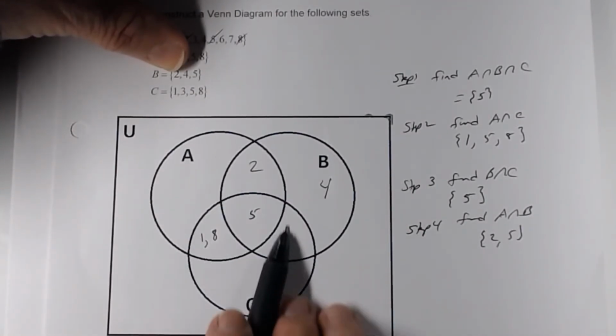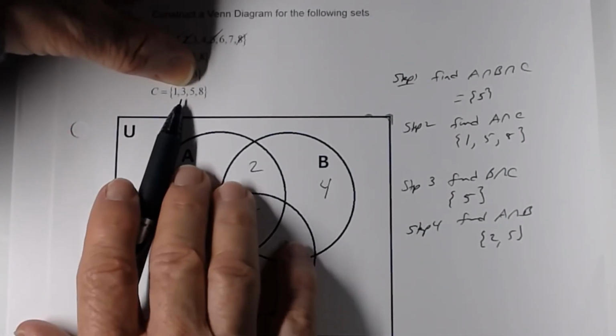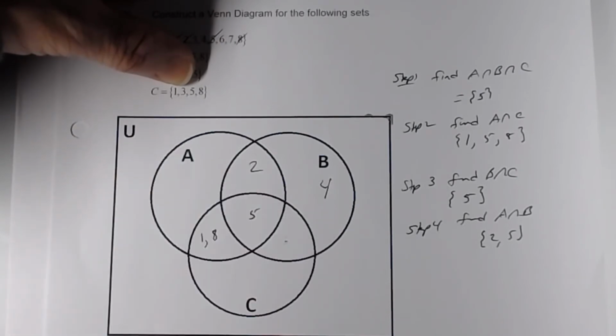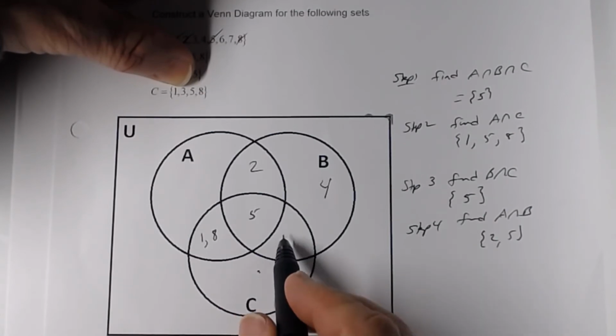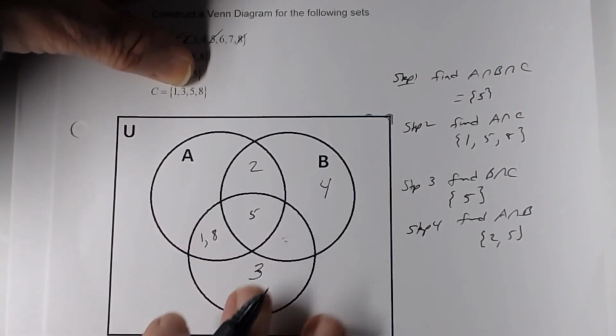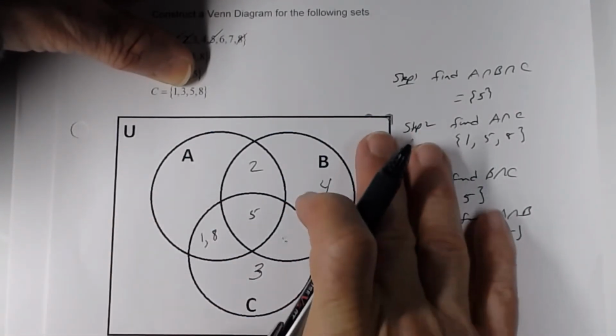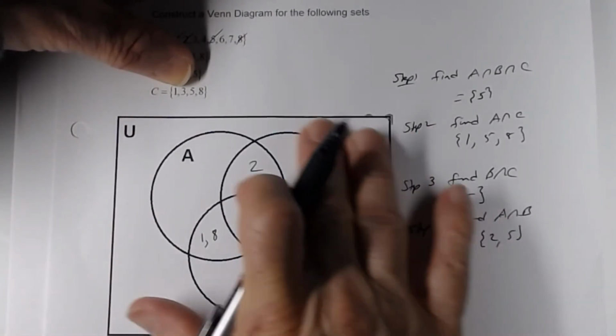And then all this represents what? C. Well, C has the elements 1, 3, 5, and 8. What's missing? Where do I put the 3? Here or here? Bottom. Good. Right here. Okay? So I filled in all the circles. Everything else goes on the outside.